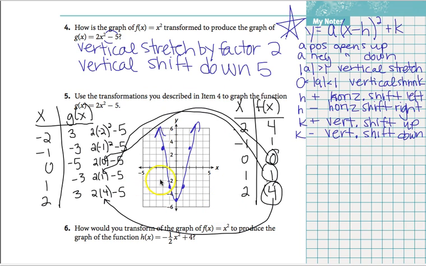Now, after you graph it, compare it to make sure that it makes sense. I know that vertical stretches make the graph skinnier. So when I look at this, I should see a skinnier graph. Vertical shift, that means the vertex should have been moved down 5 units. Parent graph is at 0, 0. This is moved down 5. So you can always check to make sure that you've done it correctly.